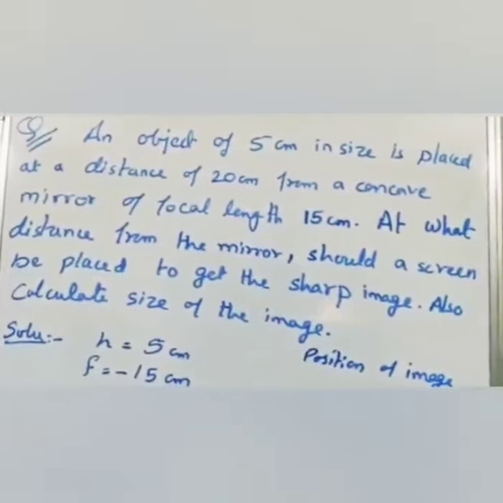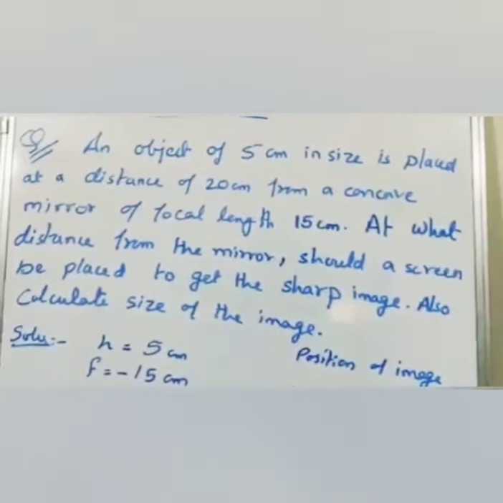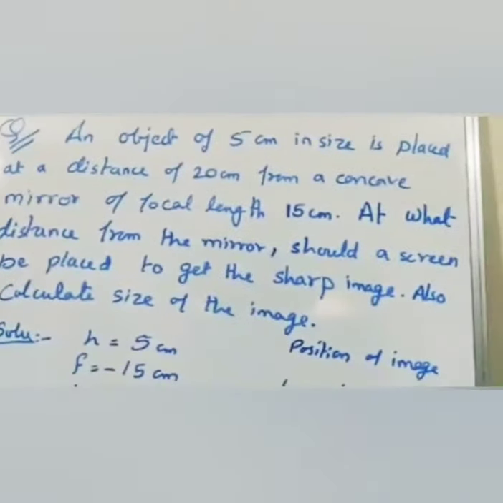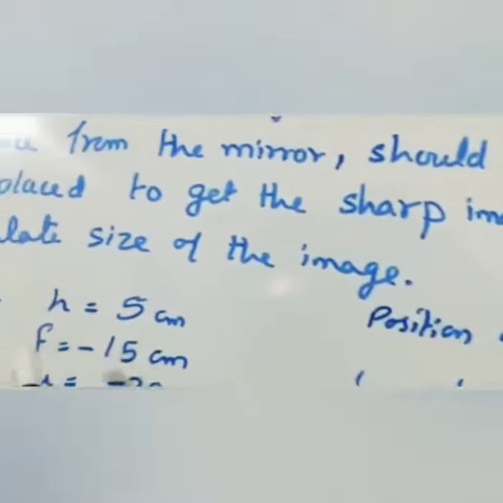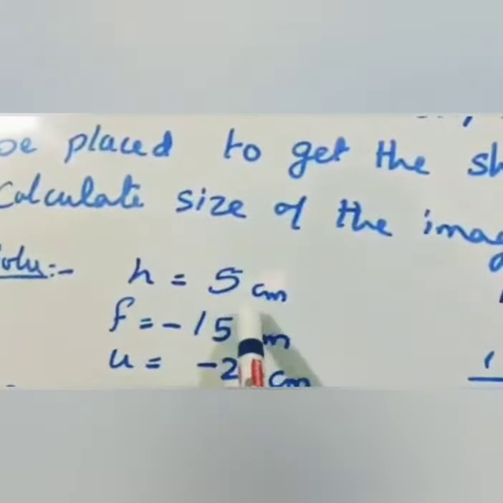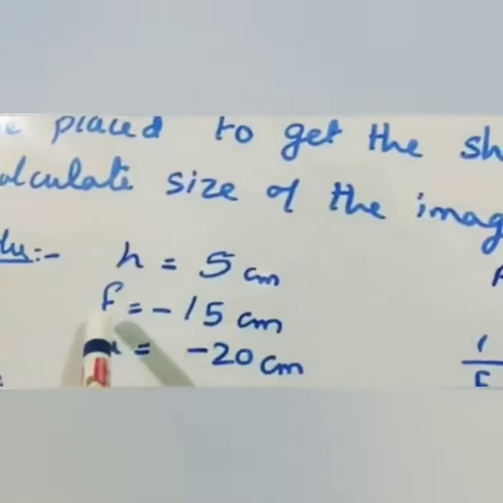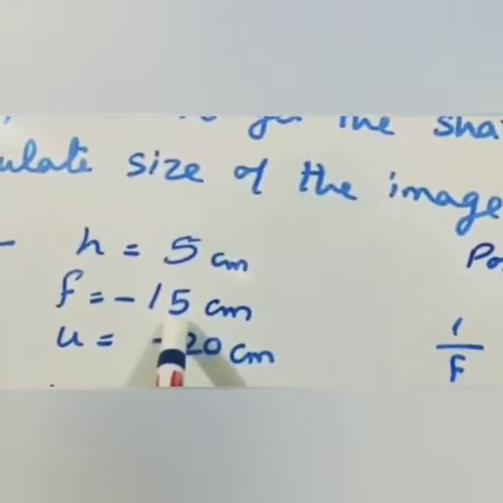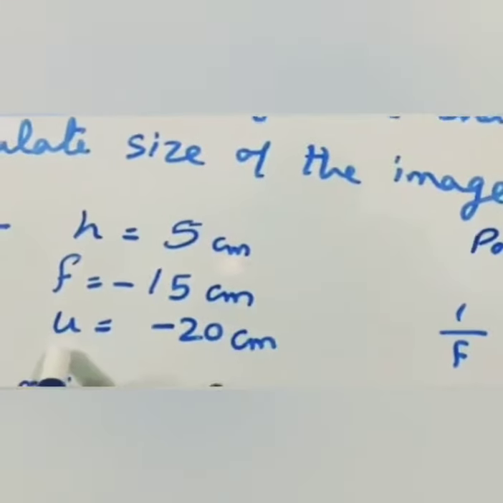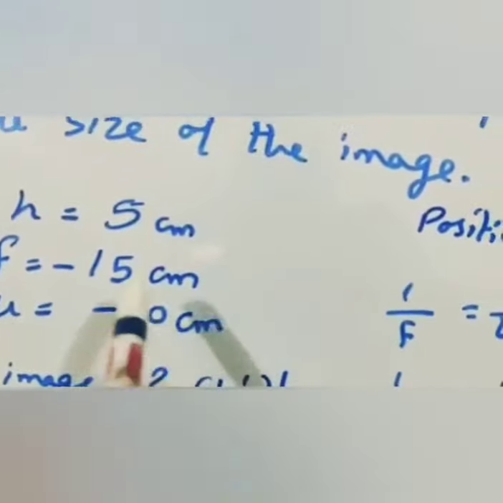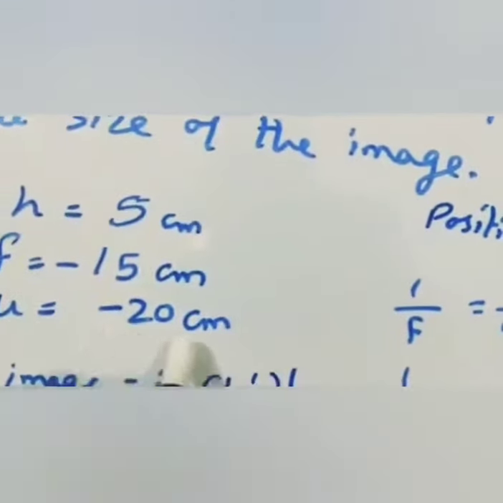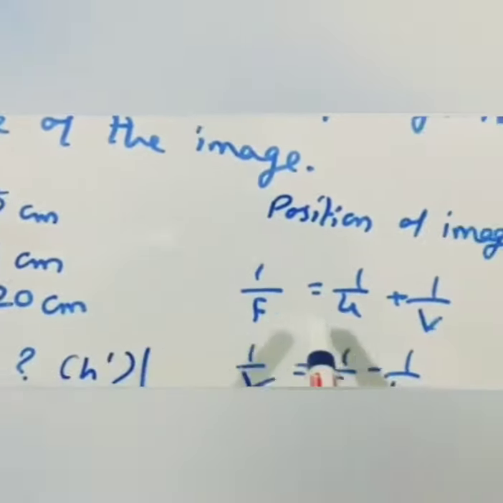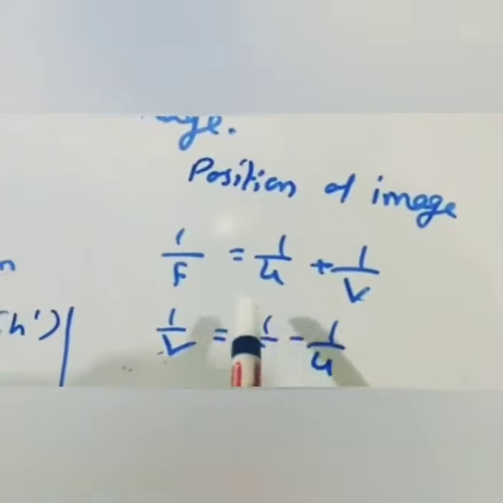Now we have to find the distance of the image and size of the image. First we take the position of image. What are the given things? h, size of the object, 5 centimeter; f is minus 15 centimeter because it is in front of the concave mirror; u equals minus 20 centimeter because it is in front of the concave mirror. Now we have to find the position of the image, the distance.